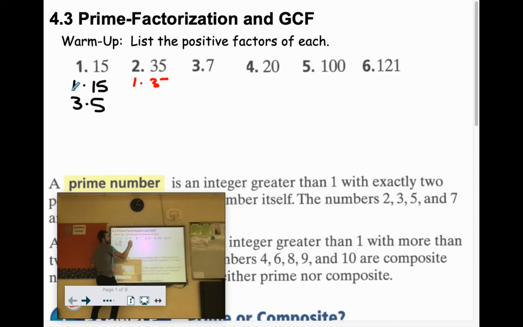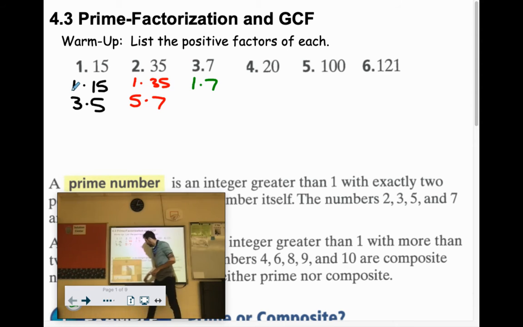Start at 1. 1 and 35. 2, no. 3, no. 4, no. 5 and 7. And that's it. 7: 1 times 7. And that's it. Whew. What's that called when only 1 and that number go into it? Prime, that's right.